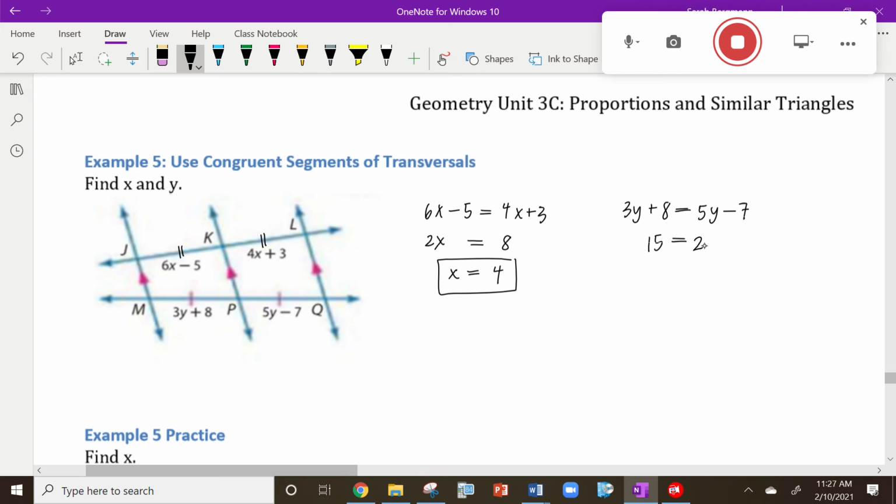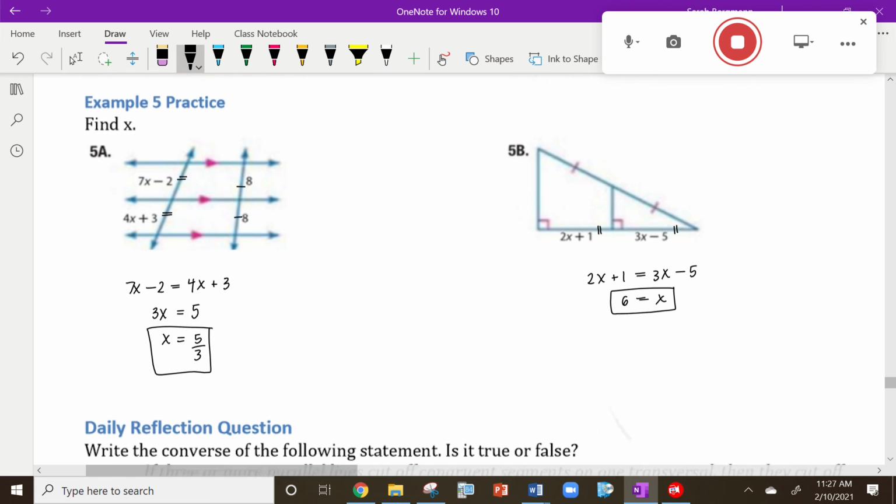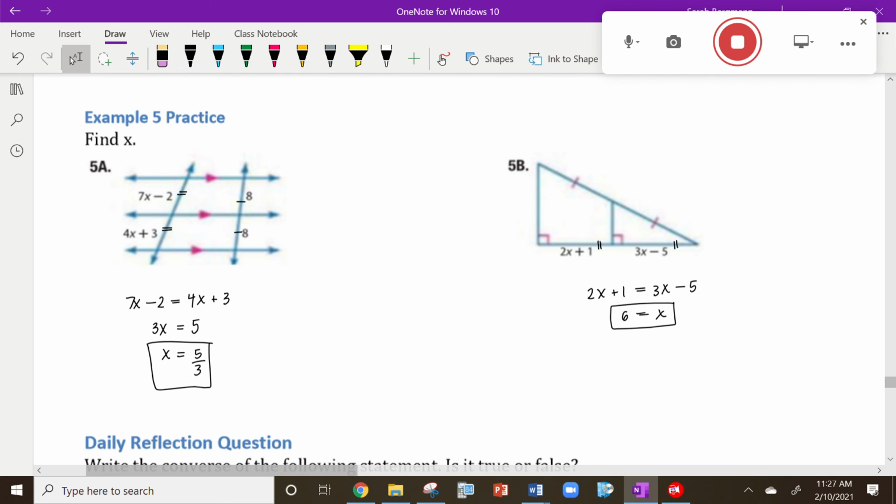All right, add 7 on both sides, subtract 3y on both sides. This one gives us a decimal. 7.5 is equal to y. All right, pause the video. There are 2 practice problems for this one. Here's the correct answer for A and B.